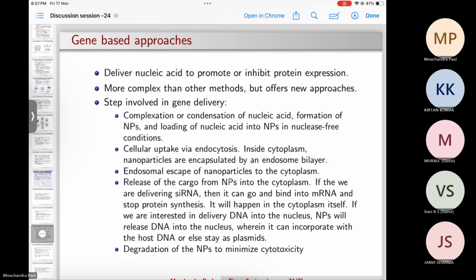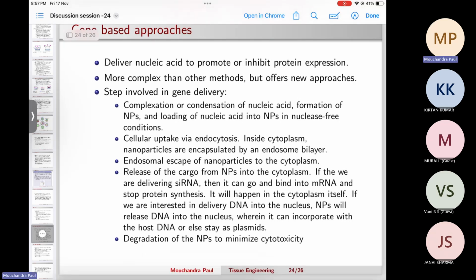So how will we do gene delivery? First, if we are using a nucleic acid with a very long base pair length, we have to condense it, make it smaller so that it can fit into a nanoparticle. Then we have to prepare the nanoparticle and load the condensed nucleic acid within it, but we have to make sure that there are no nucleases. Otherwise, your nucleic acid will degrade.